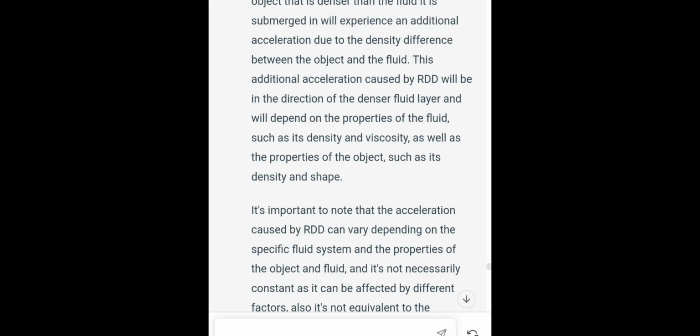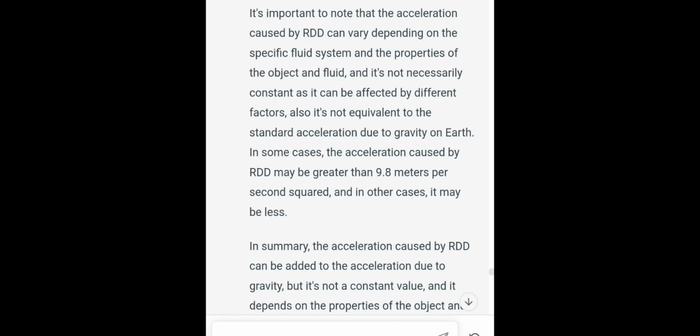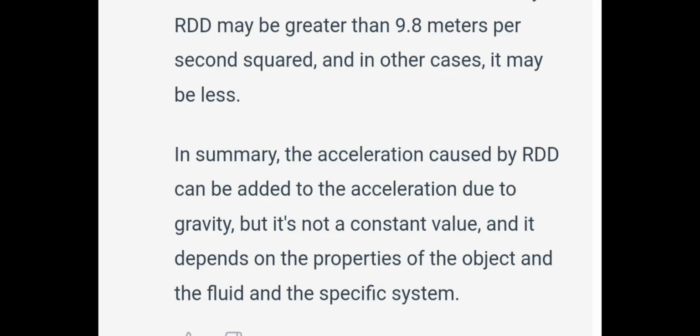It's important to note that the acceleration caused by RDD can vary depending on the specific fluid systems and the properties of the object and the fluid, and it is not necessarily constant as it can be affected by different factors. Also, it's not equivalent to the standard acceleration due to gravity on Earth. In some cases, the acceleration caused by RDD may be greater than 9.8 meters per second squared, and in other cases it may be less. In summary, the acceleration caused by RDD can be added to the acceleration due to gravity, but it's not a constant value and it depends on the properties of the object and the fluid and the specific system.